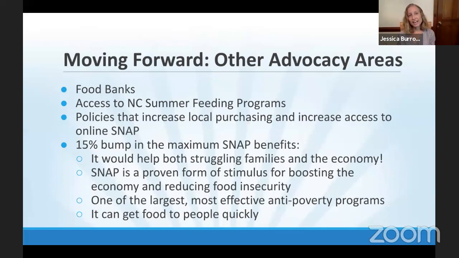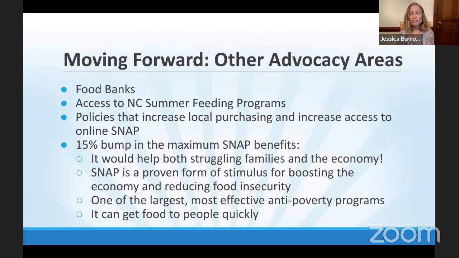We're also looking ahead to the North Carolina summer feeding programs. These programs have struggled in the past, and an astounding 85% of the almost 1 million North Carolina children who are eligible for summer meals are not accessing them. And these are federally funded, federally reimbursed meals. So we want to increase awareness and increase access to these summer feeding programs, especially now that hunger is on the rise with the pandemic.